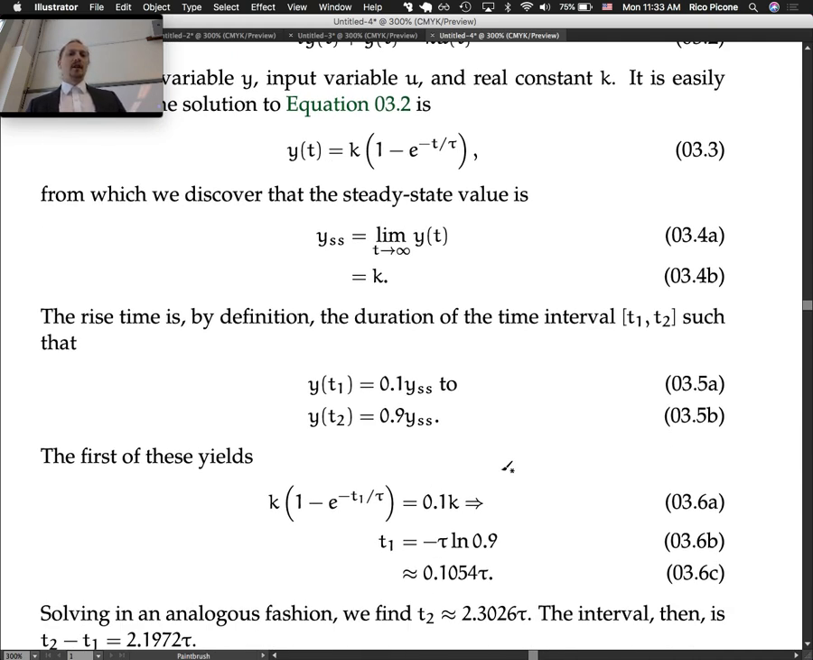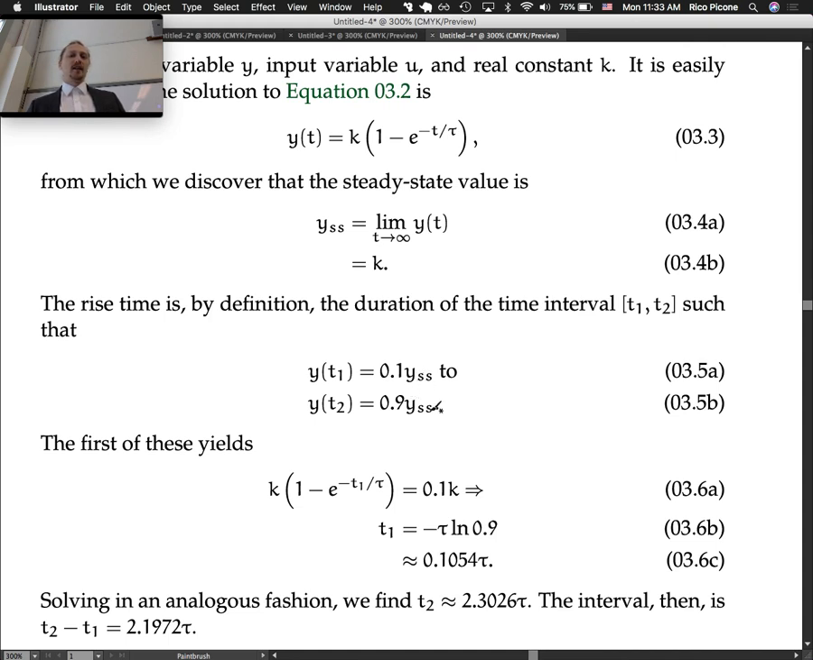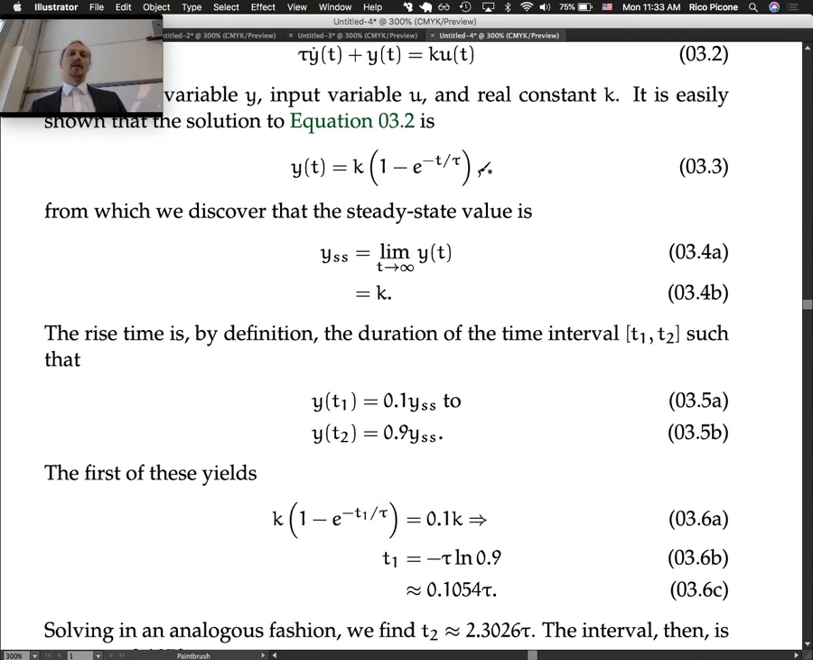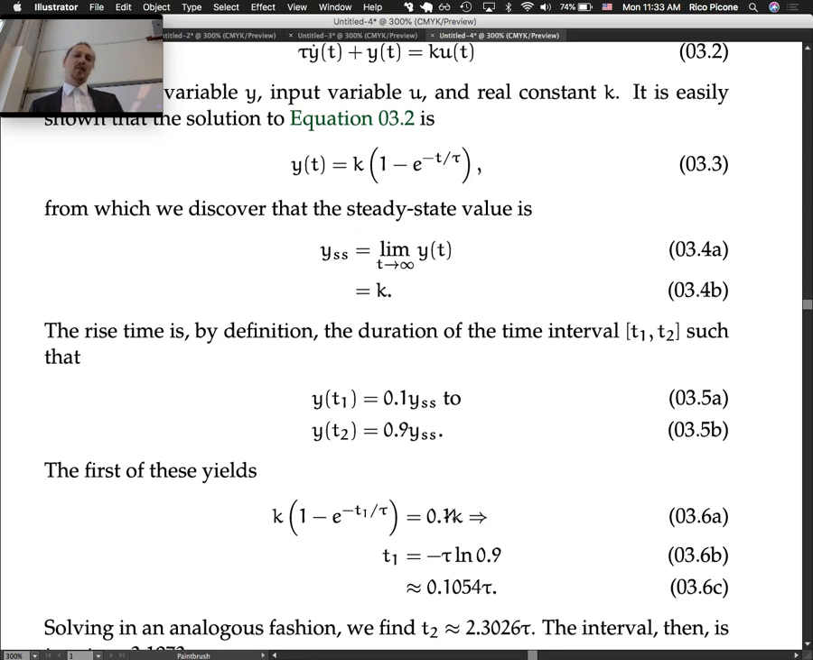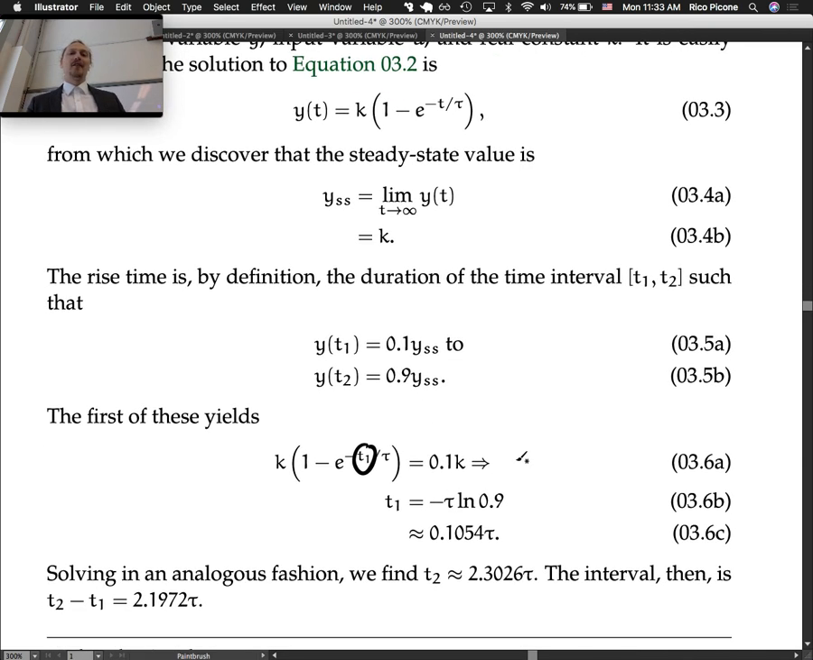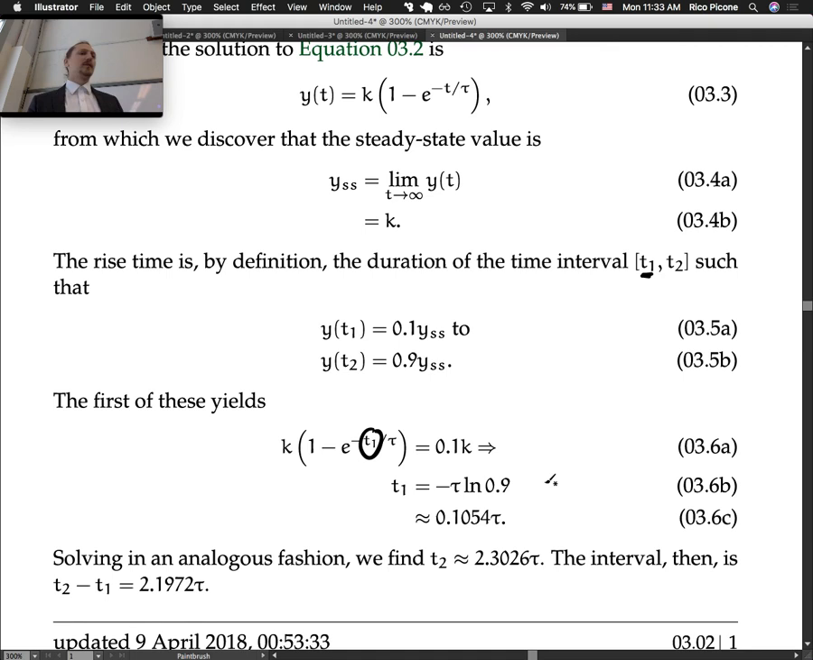So the first of these, if we just plug that in, yields solving for what time that occurs. So we say this solution, we want to know when it reaches 0.1 times the steady state. So we just plug that in. 0.1 times the steady state, which is k, equals the solution. And we can solve for the time at which that occurs, t1. All right? So that's one side of our interval, right? So we found t1. It's about 0.1 times tau, approximately.